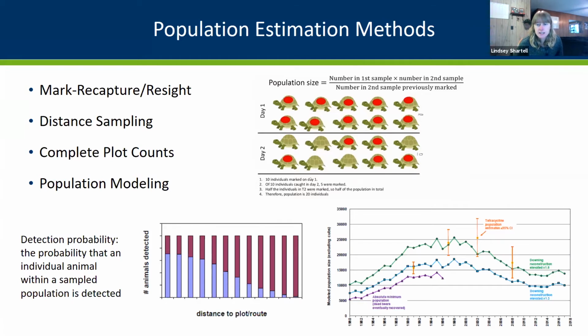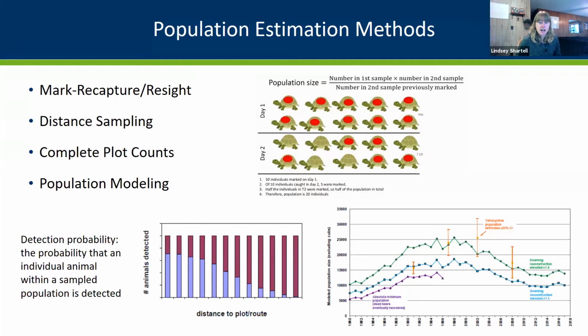Another method is the complete plot count, which is when a set plot size is fully counted and then the estimate is extrapolated to all the potential plots across the landscape. Without the incorporation of other covariates, this method assumes that population density is consistent across the landscape, which is not often the case. And then a lot of what goes into population estimation is population modeling.